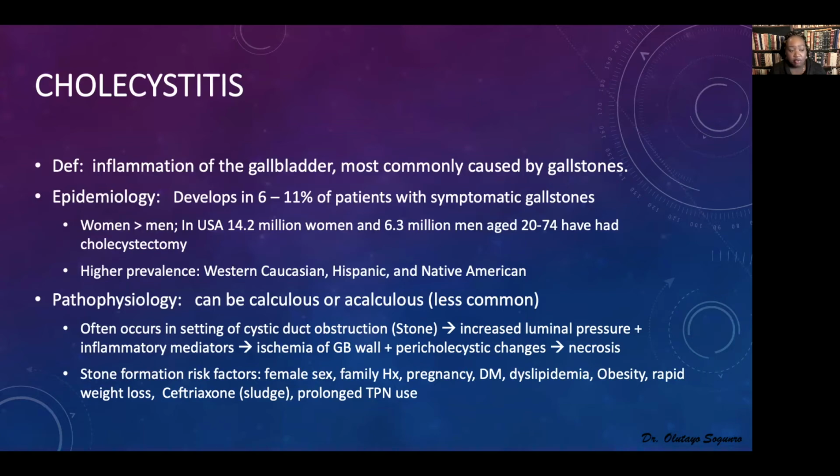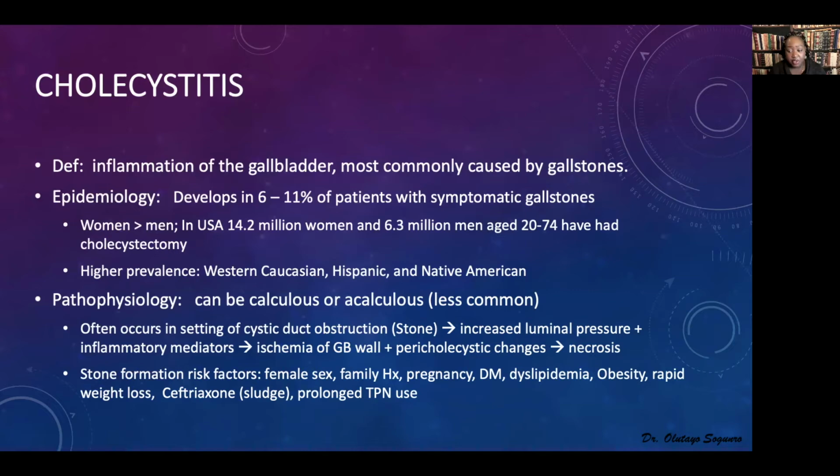in some cases, perforation. Some risk factors for developing stones include being a female, having a family history, pregnancy, diabetes, dyslipidemia, obesity, rapid weight loss, ceftriaxone use, and prolonged TPN use. Gallstones are rare to develop in children.